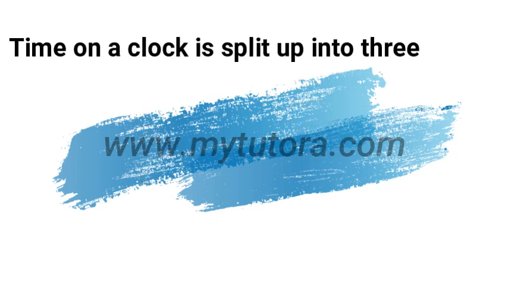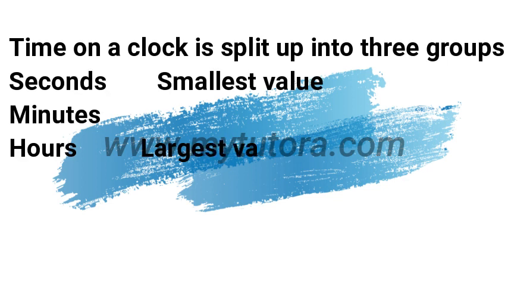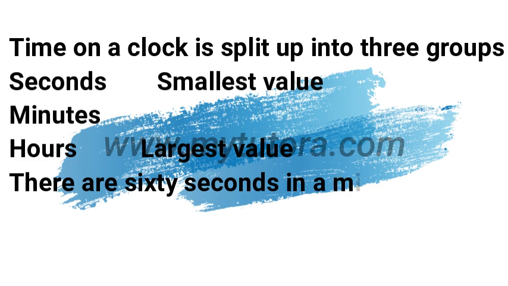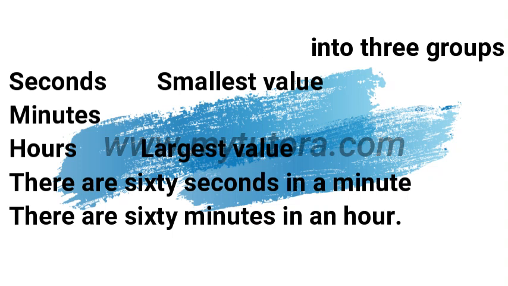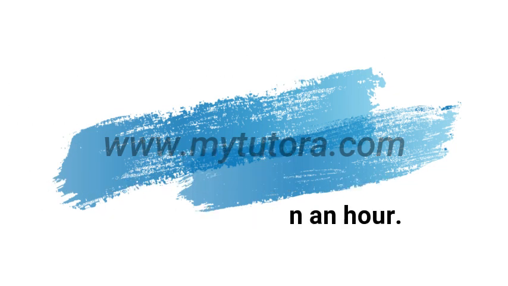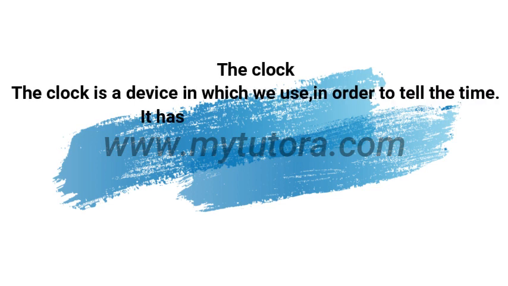Time on a clock is split up into three groups: seconds, the smallest value, minutes, then hours, the largest value. There are 60 seconds in a minute. There are 60 minutes in an hour. The clock is a device which we use in order to tell the time.